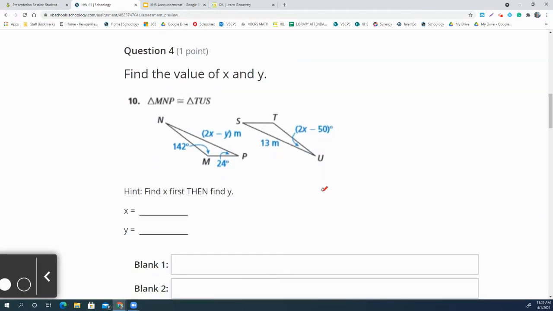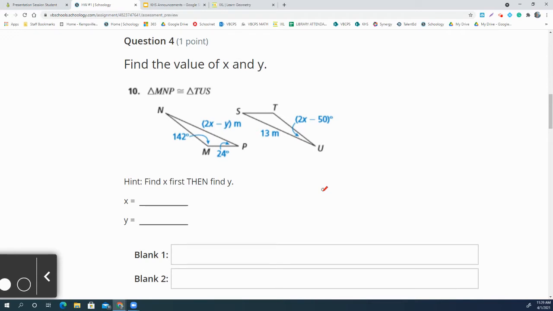Then in number 4, this is where kind of the rubber meets the road, and you've got to remember sides and angles. So if I'm looking for X and Y, what do I know about X? Where's the X? I see an X here. What does that 2X minus 50 represent? Is that side TW or is that angle U? It's angle U. So if I've got angle U, what does angle U go with? N. So I'm going to go find N over here, U and N.